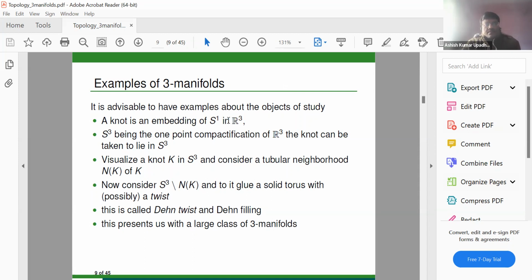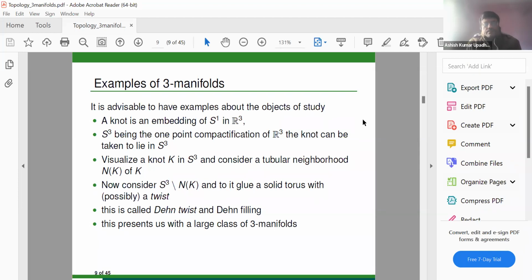Now look at another class of examples. A knot, I talked about knots earlier. Formally, a knot is an embedding of S1 in R3. R3 is the Euclidean space of dimension 3. Now, S3 is the one point compactification of R3. This all of us know. So therefore, the knot can be taken to lie in S3. We further visualize a knot in S3 and consider a tubular neighborhood Nk of K.